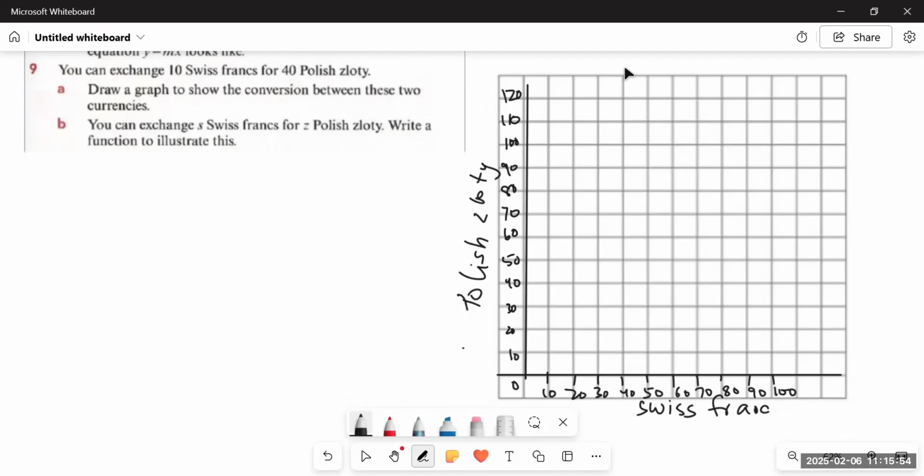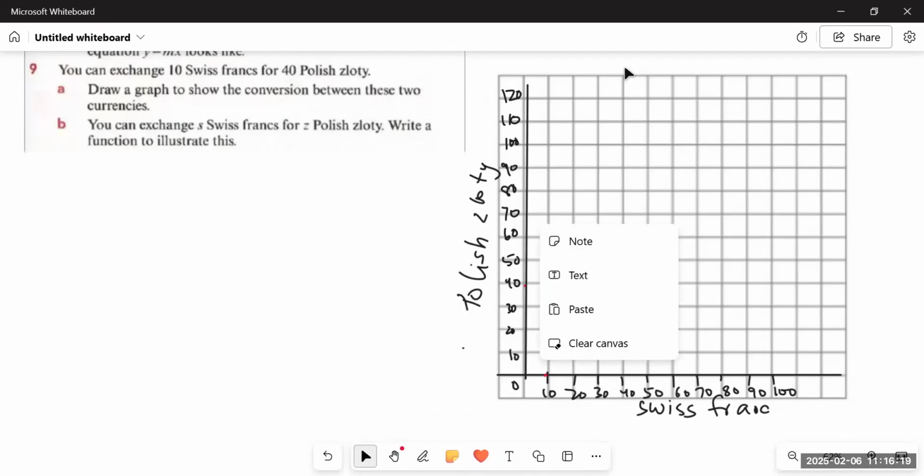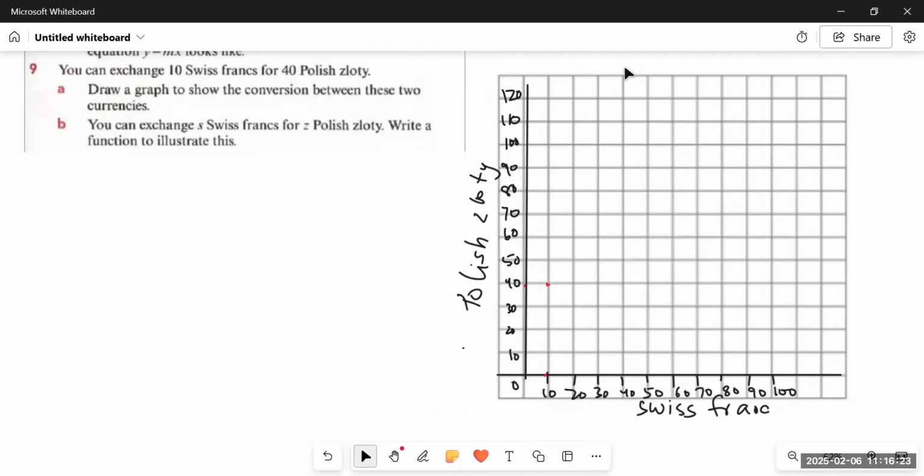Now, if we look back to the question, it says you can exchange 10 Swiss francs. It means if we look at the x-axis, we'll find the Swiss franc 10 is over here. Okay, it means we have to go straight at this point to mark the 10 Swiss franc against 40 Polish zloty. Where is 40 Polish zloty? It's here. So if we go straight in the right direction, these two lines will meet at this point, right? So it would be like for 10 Swiss franc, we will get 40 Polish zloty.